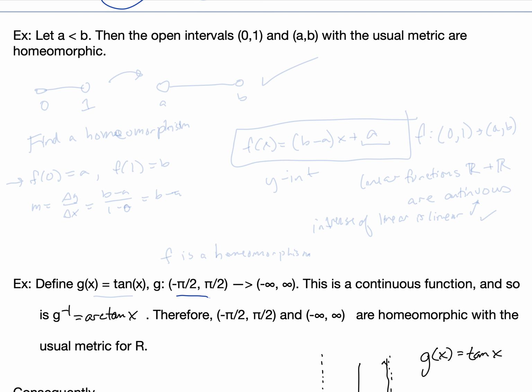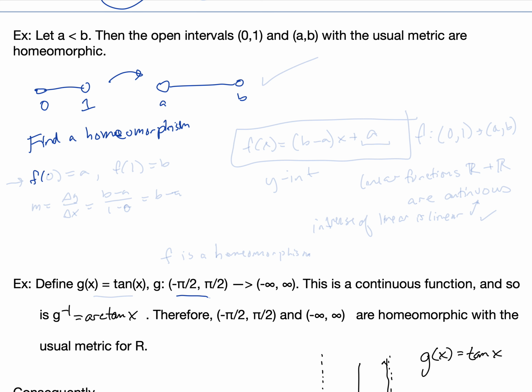Then the open intervals (0, 1) and (a, b) with the usual metric are going to be homeomorphic. So we've got the open interval (0, 1), and (a, b), whatever a and b are, and this is going to be homeomorphic. To show that they're homeomorphic, we need to find a homeomorphism between them. So for this, we can just find a linear function.